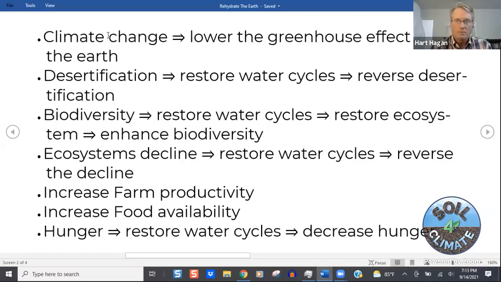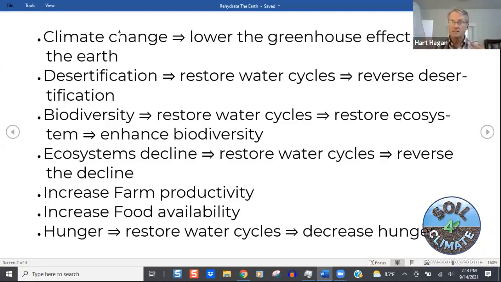Next item up here, so we have climate change, that's the problem to be solved. Then if we can restore water cycles to lower the greenhouse effect. Because when you restore water cycles, you have lots of green plant matter, you have lots of water stored in the soil, then there's a lot of water being transpired from the plants and from the soil, and that has the effect of cooling the earth. That can actually lower the greenhouse effect.